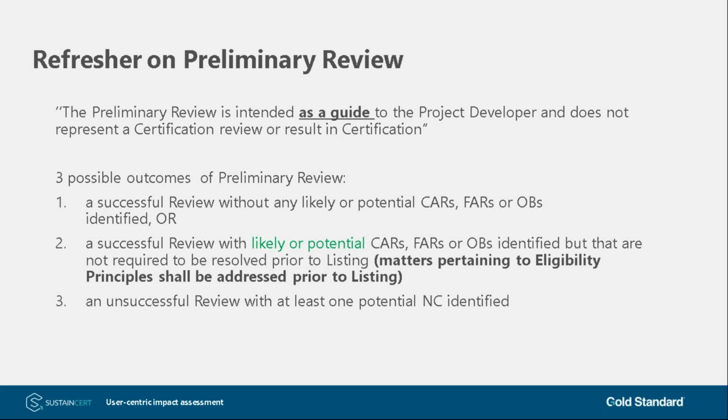There are three possible outcomes of preliminary review. Number one, a successful review without any CARs, FARs or OBS. Number two, a successful review with likely or potential CARs, FARs or OBS that are not required to be resolved prior to listing. What you'll see in bold is that matters pertaining to eligibility need to be addressed prior to listing. And the third outcome, which obviously no one wants to see, is an unsuccessful review with at least one non-conformity identified.